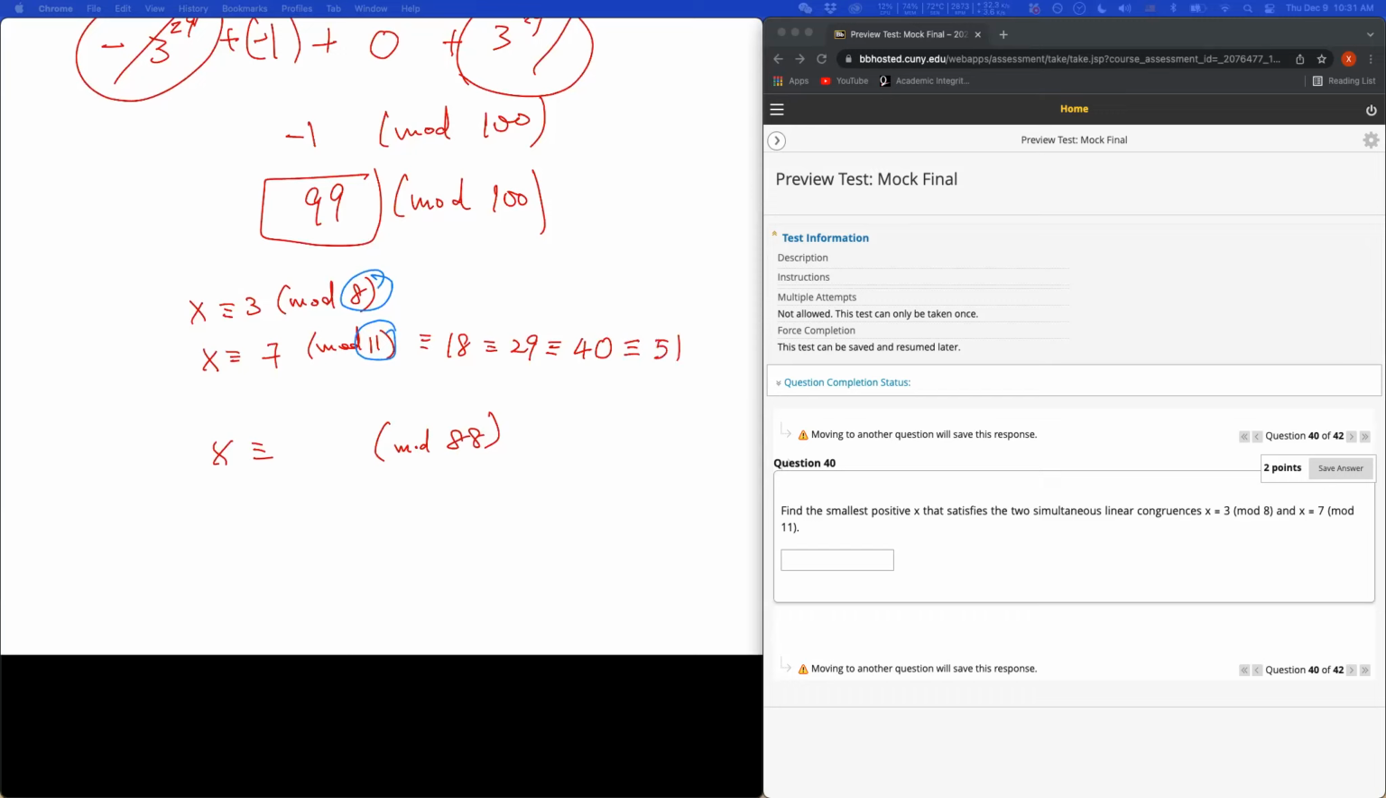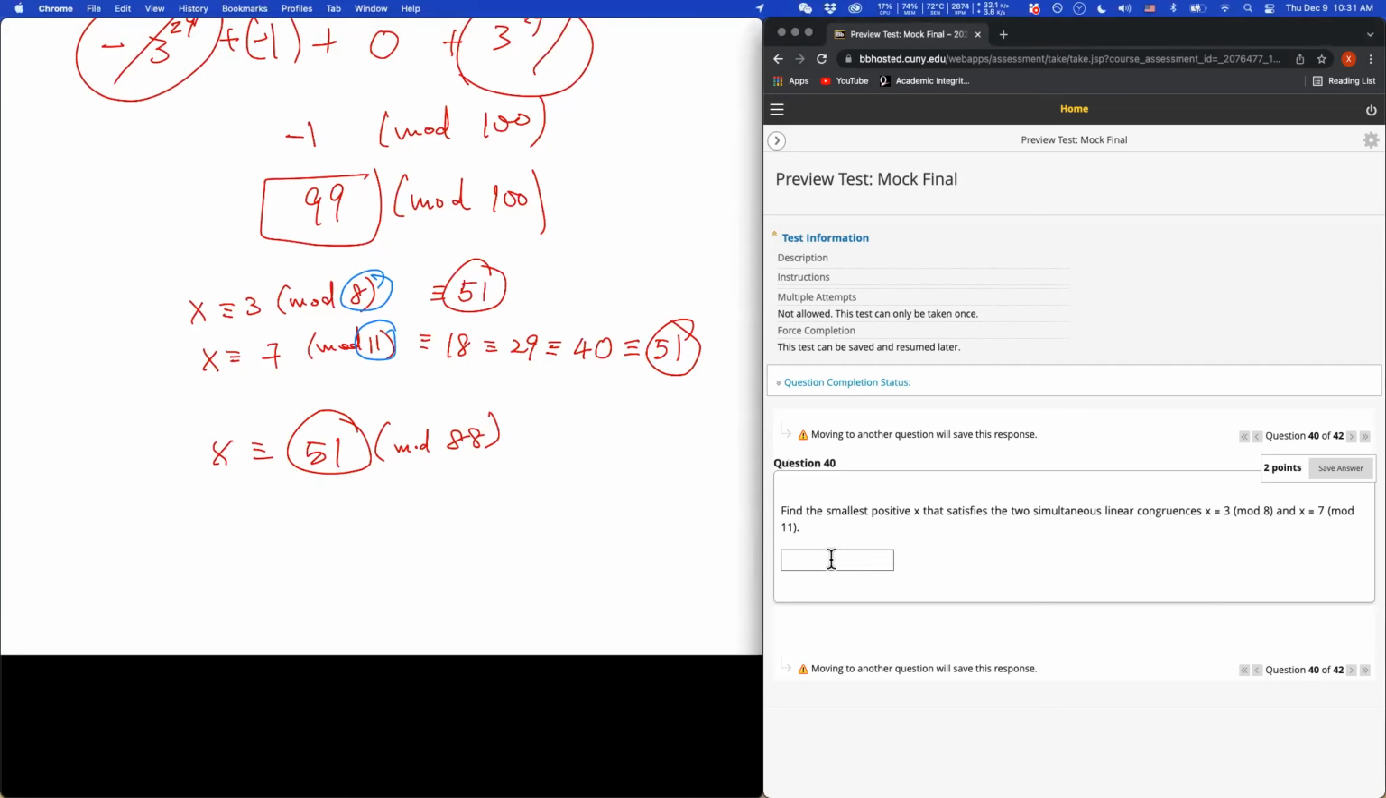So you have 51. Does 51 work? 51 minus 3 will give you 48, and 48 is a multiple of 8. So we find 51 works for both. So we know 51 will be the smallest positive x that satisfies the two conditions. So the answer will be 51. Any questions here?